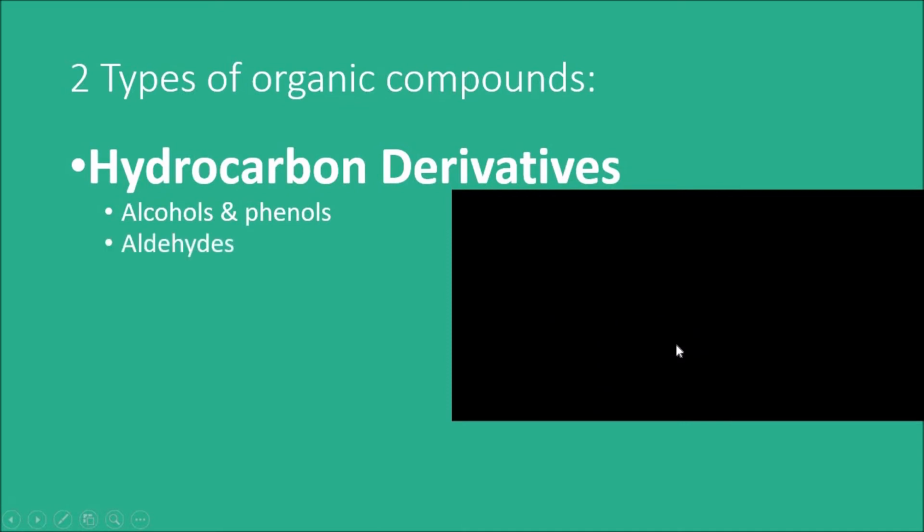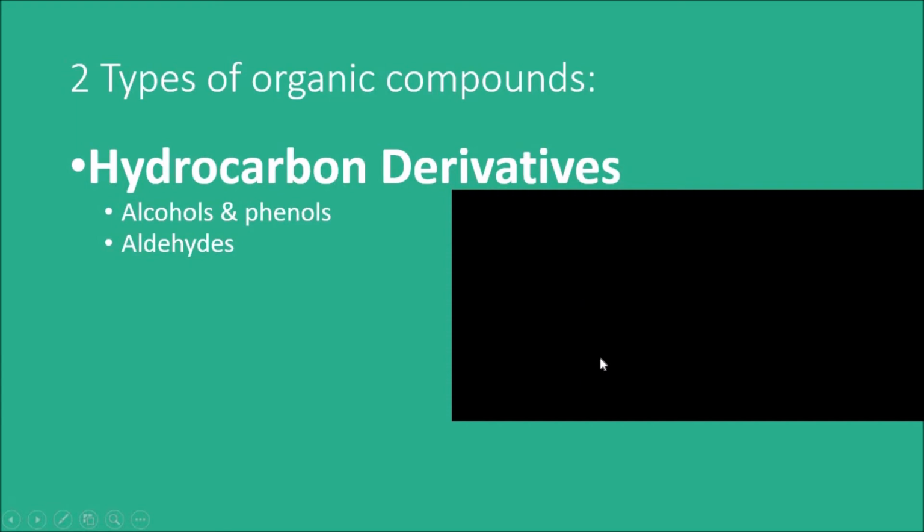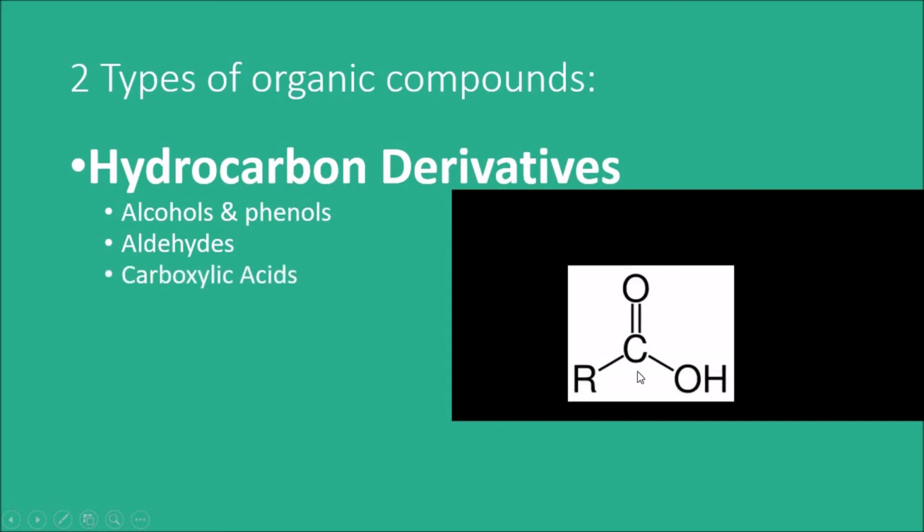We also have aldehydes, which are carbonyl groups. You call this carbonyl attached to a hydrogen, and R represents an alkyl or aryl group, meaning it could either be a saturated or an unsaturated hydrocarbon or an entirely different group. It could be a ring or anything else.